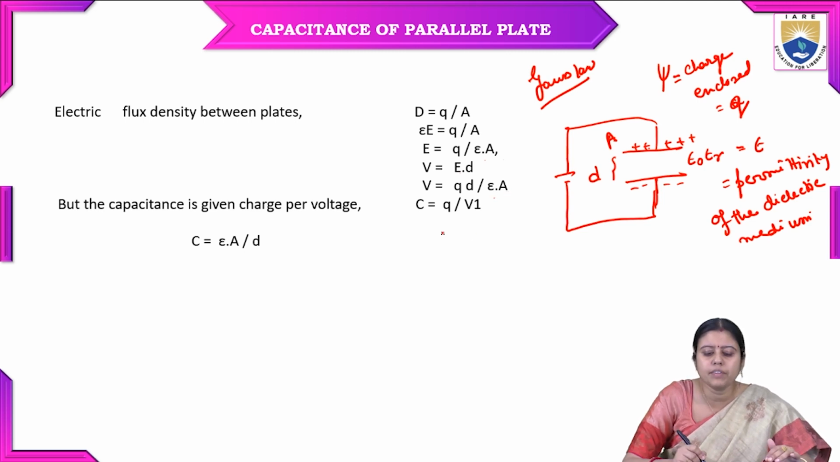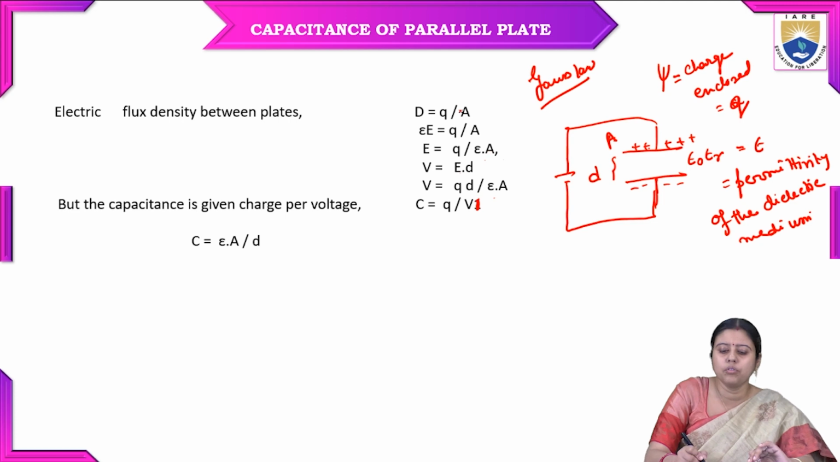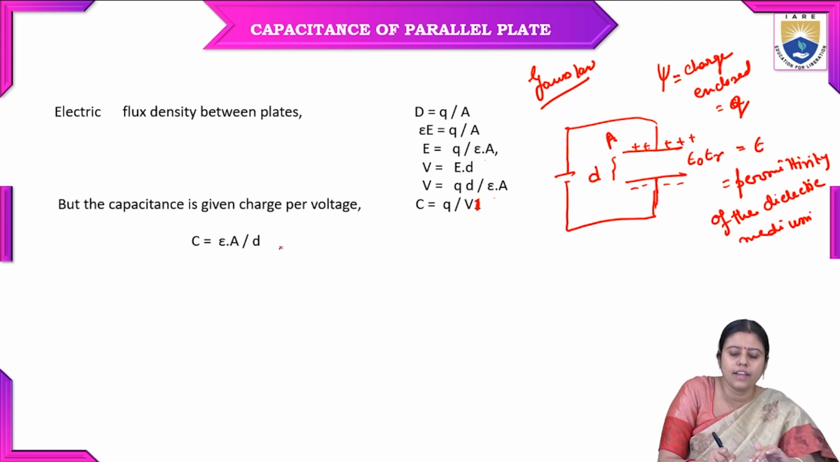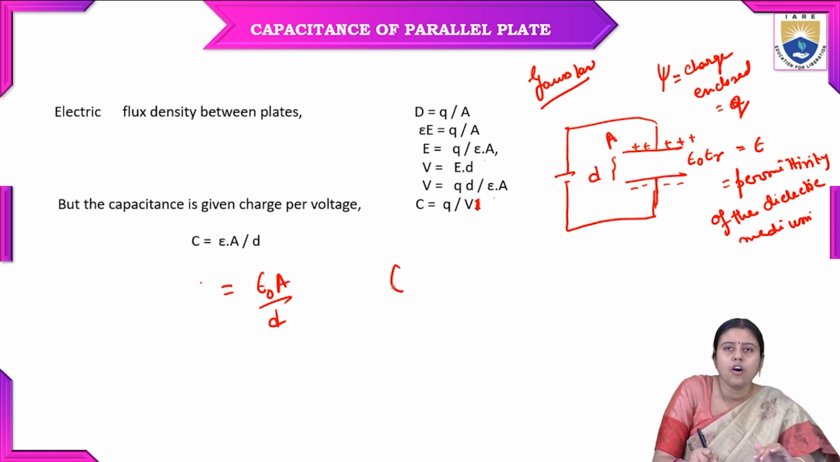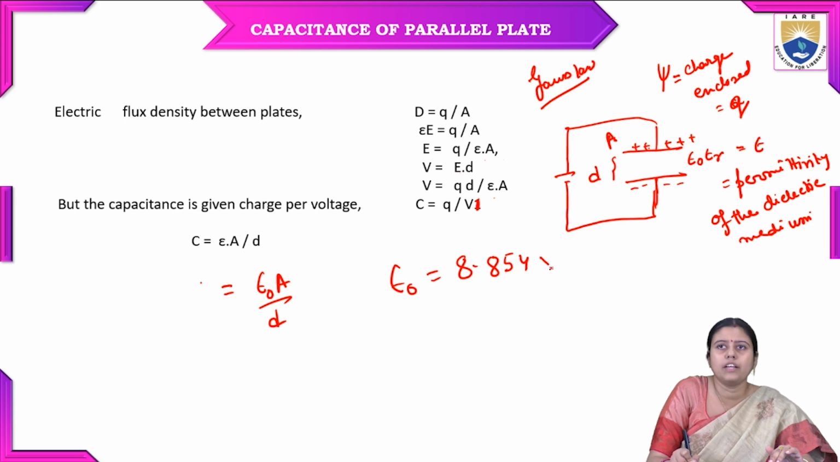Now what is the capacitance? Capacitance C is equal to Q by V, where the source voltage is V. So we know the Q value, and the V value we got here. So we get C is equal to epsilon A by D. For free space, this becomes epsilon naught A by D, where the value of epsilon naught is equal to 8.854 into 10 to the power minus 12.